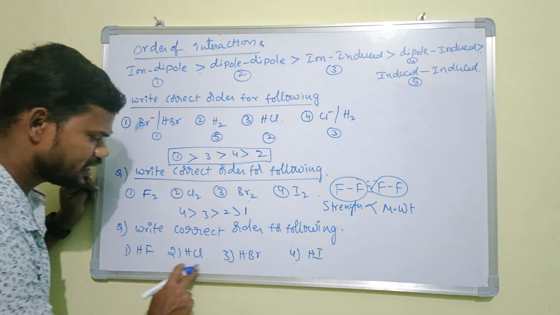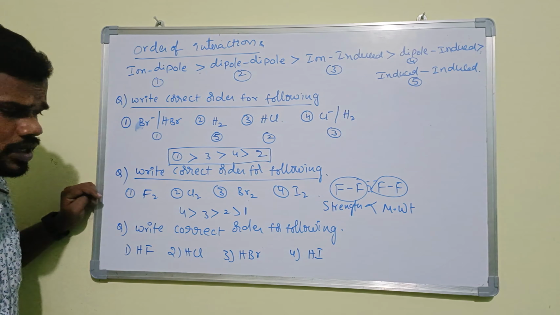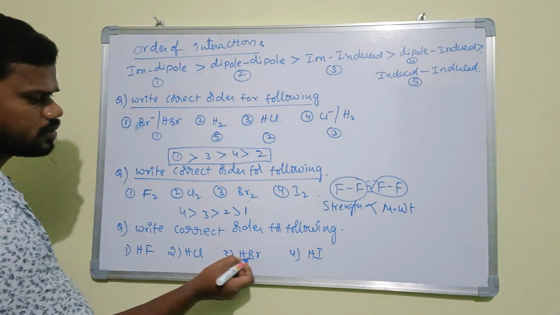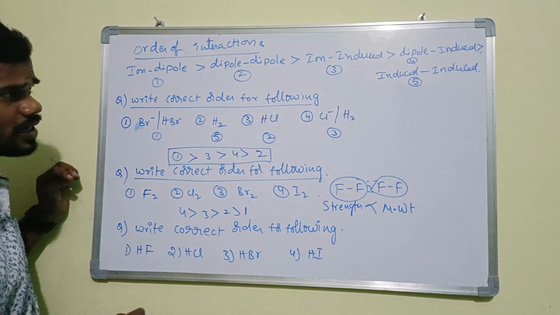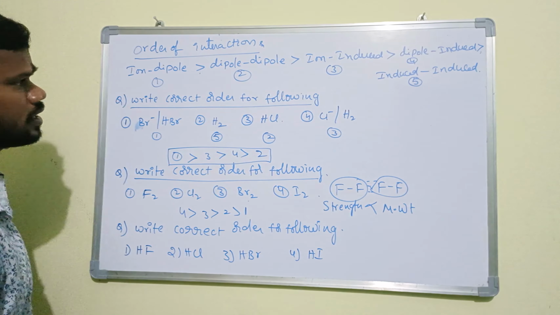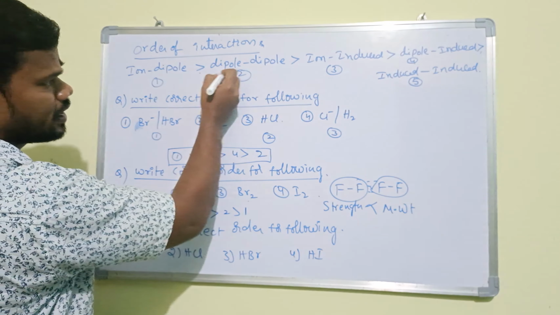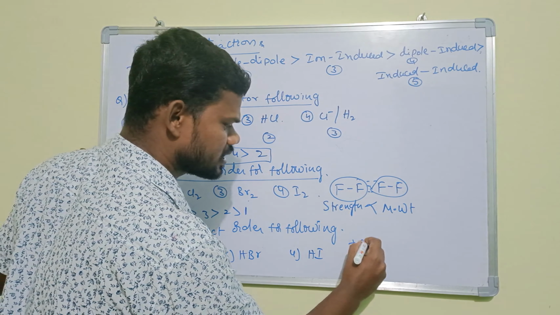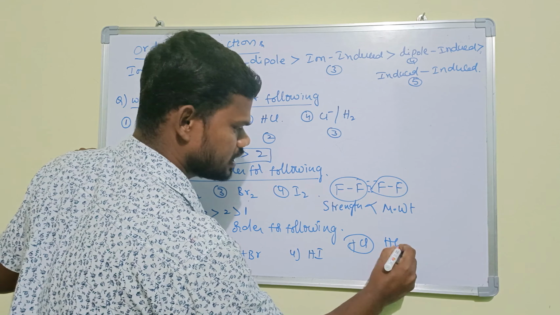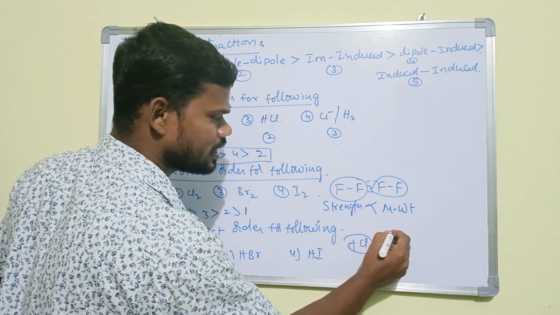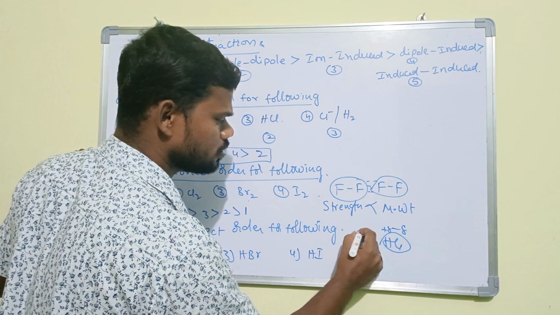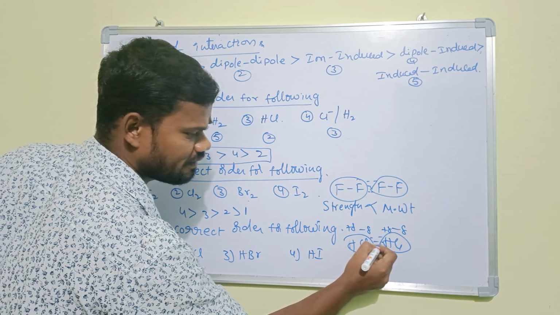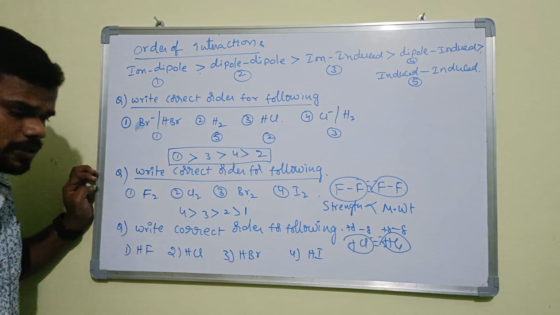So how can we compare this? In general, what type of interactions are present in HCl, HBr, HI and HF molecules? Dipole interactions are present here. Between HCl molecules, as we already discussed, there is a partial negative and partial positive charge, and between these, dipole interactions are present.